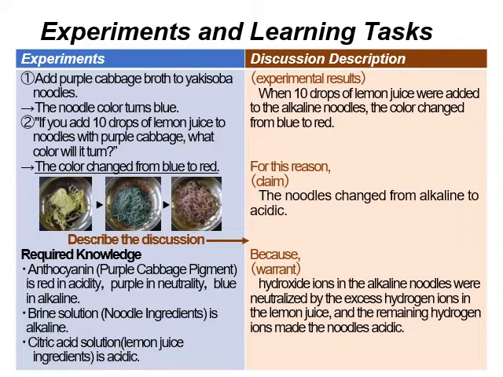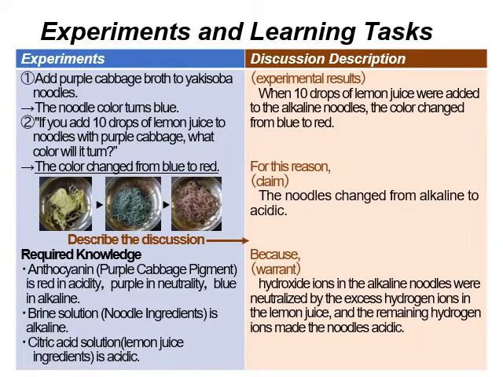First, the students confirmed the noodles with purple cabbage extract turned blue and red when lemon juice was added to the noodles. Next, the students were taught the anthocyanins in purple cabbage turned red when acidic and blue when alkaline, that lemon juice containing citric acid is acidic, and that noodles containing brine are alkaline. Then, based on the results of an experiment, the students were given a learning task to explain the change in the properties of liquids, and were asked to write a discussion.